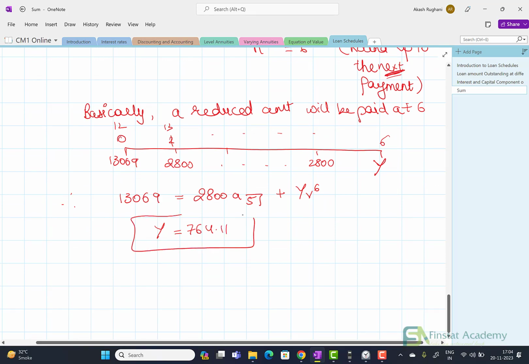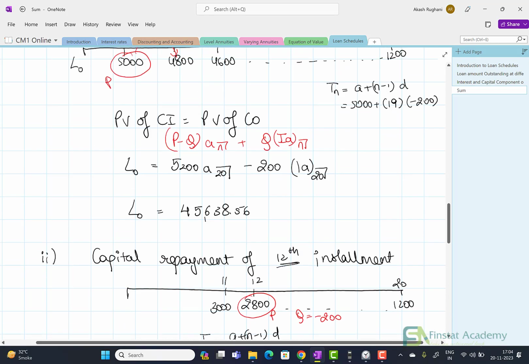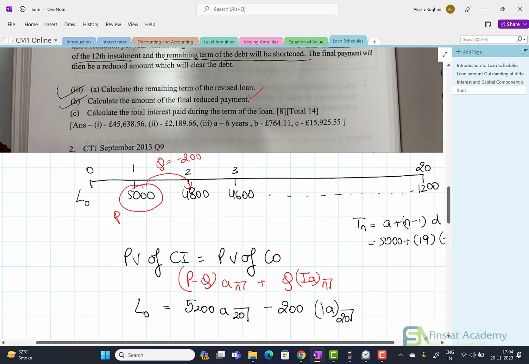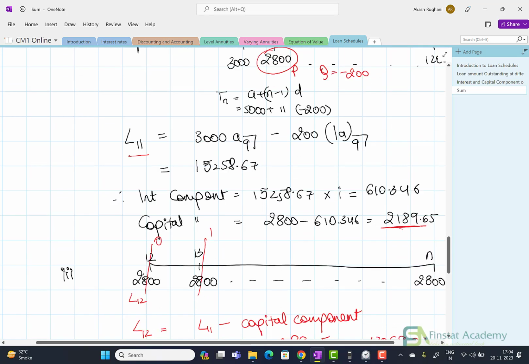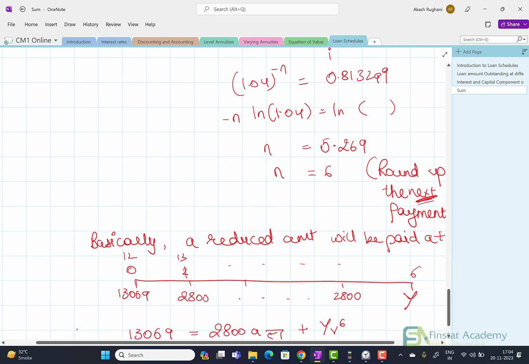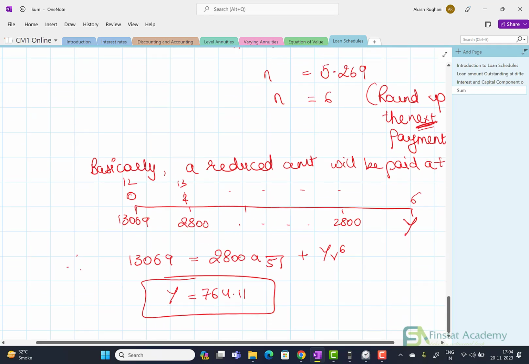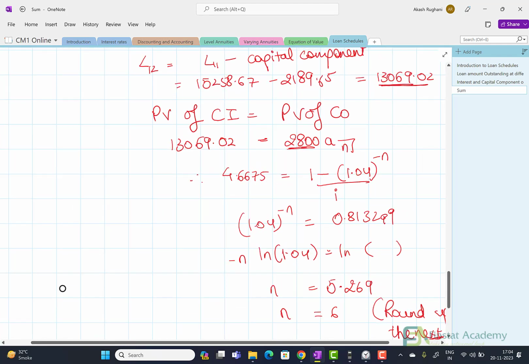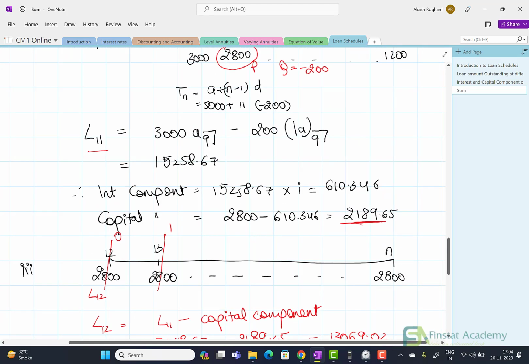Guys, remember this, very, very important. Again, the last part I have not done, which is total interest paid, which is again multiple installment. We will do it in the next video. I hope everyone here is comfortable with respect to finding this. Guys, do this sum. This is a very good sum. It will help you refresh your basics. We look at multiple installment cases in the next video. Till then, bye guys.